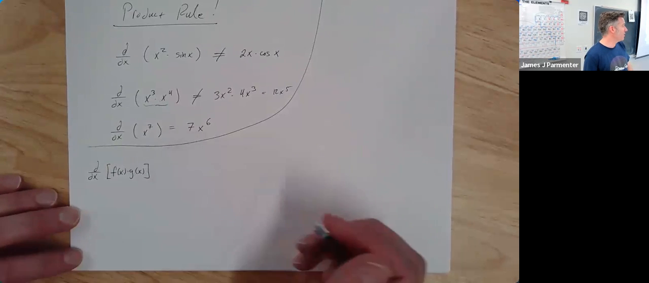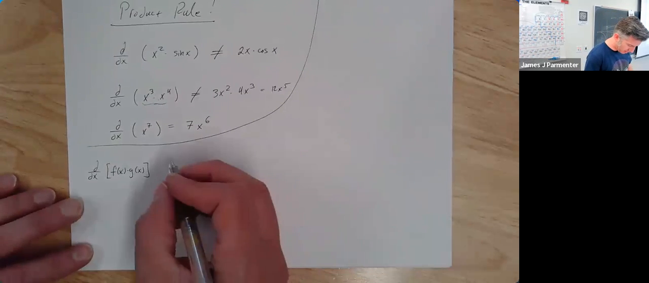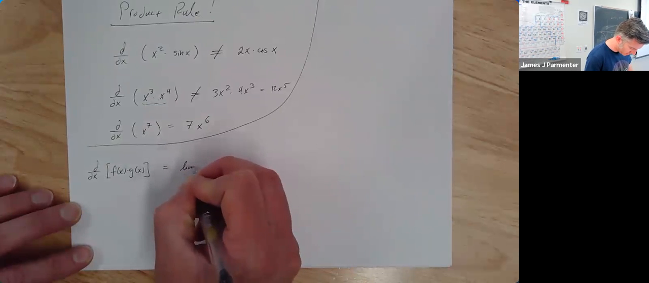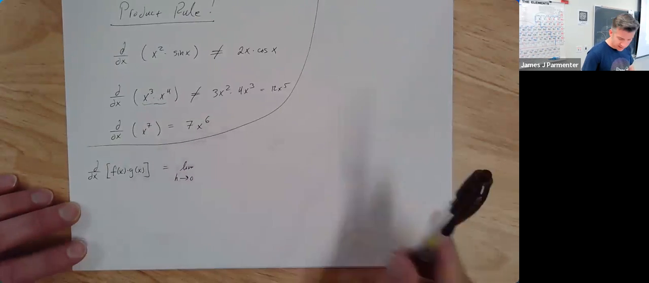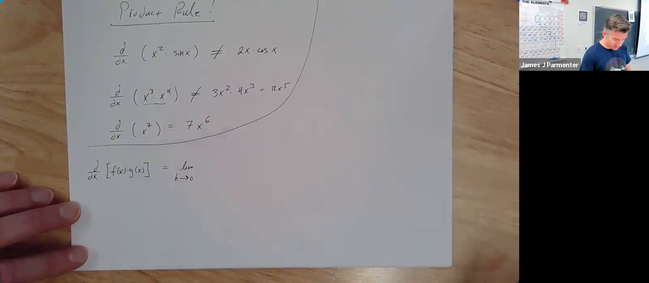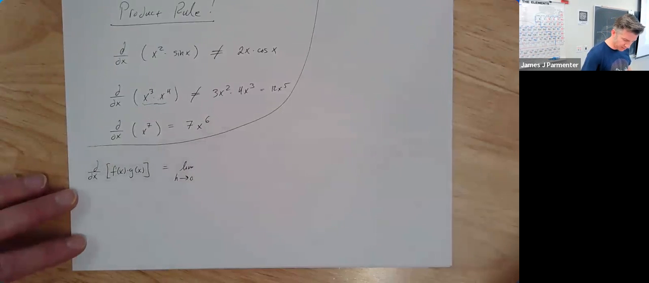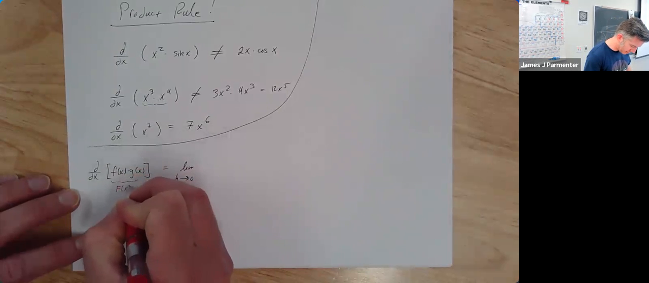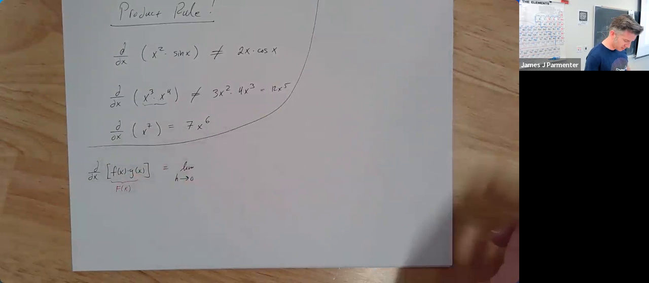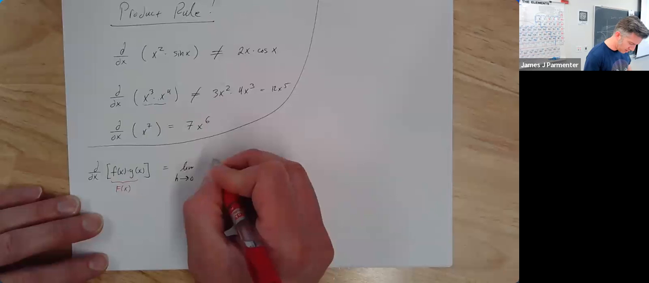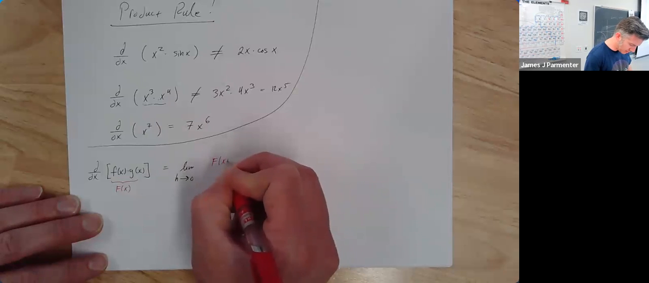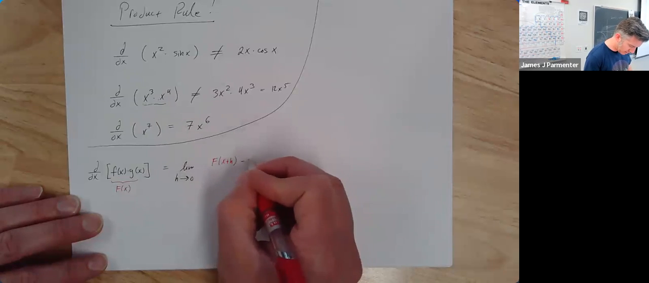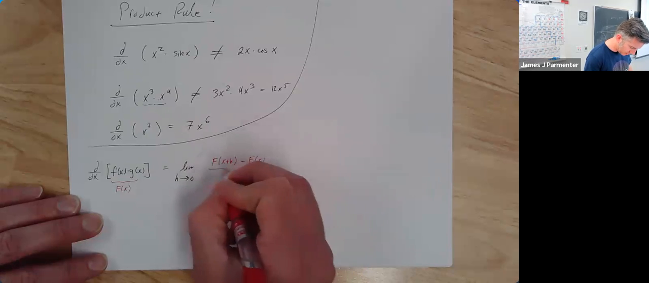And I'm going to use the limit definition. I'm going to say, okay, well, that's going to be the limit as h goes to 0 of, here's how people often do this. They often say, I'm going to call this f of x times g of x just for a minute capital F of x, because it bothers them to write that. So I'm going to write this as the limit as h goes to 0 of capital F of x plus h minus capital F of x, all over h.